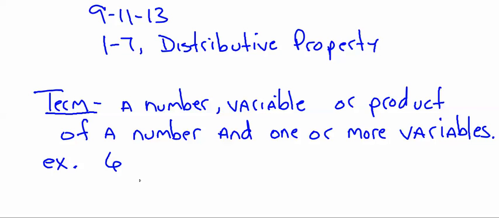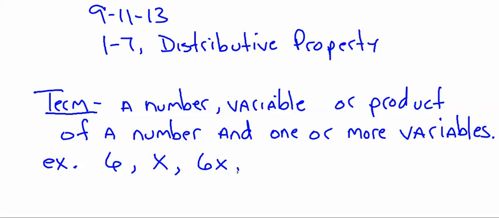Good. 6. Because it says a term is a number, doesn't it? Somebody give me, Taylor? Good. X. Anybody else? How about 6x? Isn't that a product of a number and one or more variables? A number next to a letter means to multiply. When you multiply two things, it's a product, isn't it?